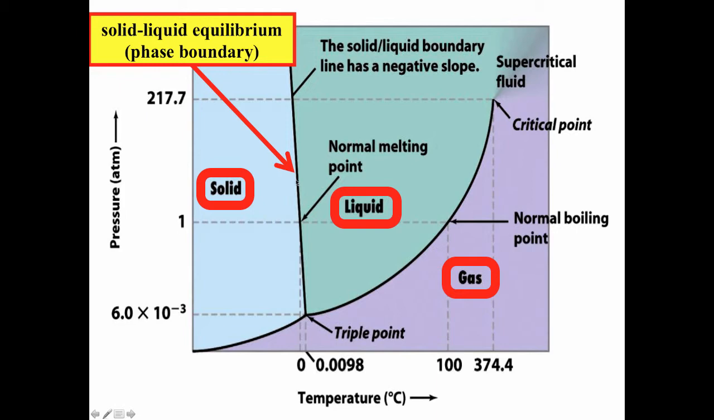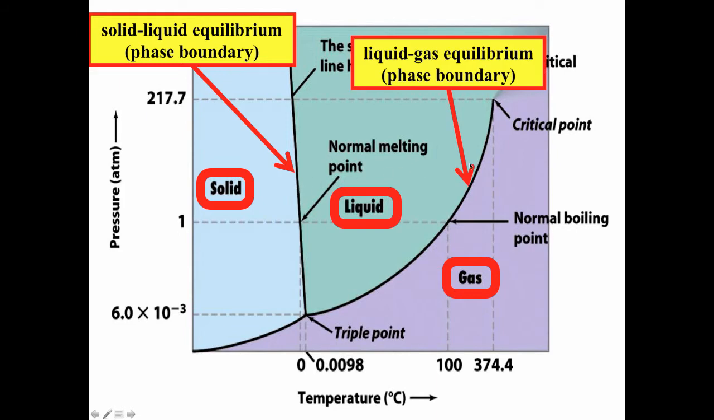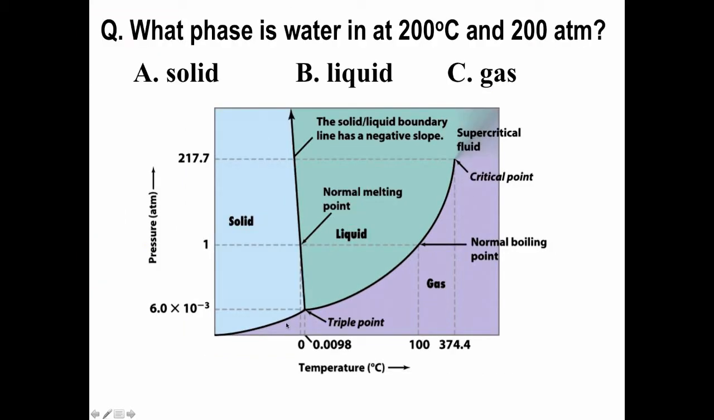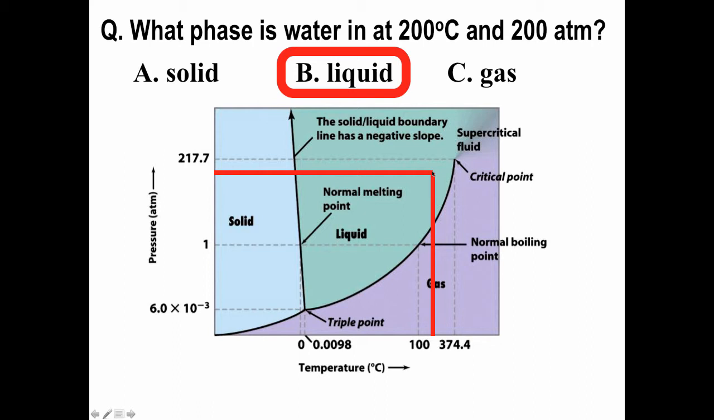Here's the solid-liquid equilibrium phase boundary. Here's the liquid-gas equilibrium phase boundary. There is a solid-gas equilibrium phase boundary. And you should then be able to, given a phase diagram, answer questions like this. So, what phase is water in at 200 degrees Celsius and 200 atmospheres? Now, you're probably not born knowing this, but if you look at the graph, there's 200 degrees Celsius, there's 200 atmospheres, and that point pretty clearly falls in the liquid region.